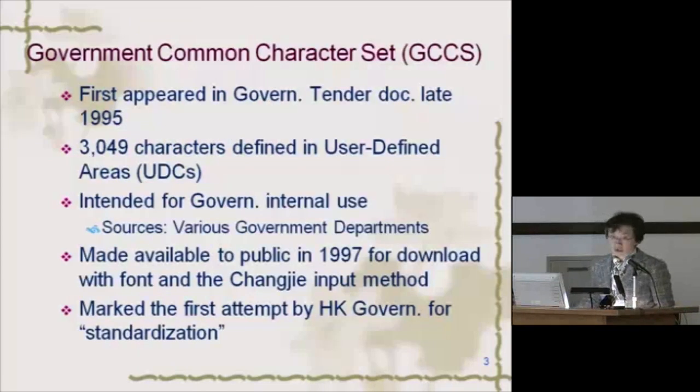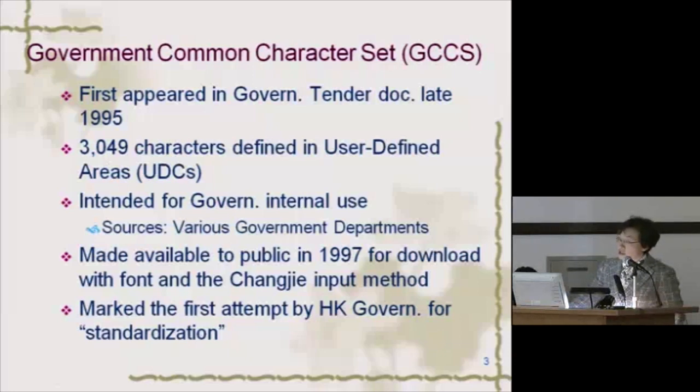But that's the situation in Hong Kong before we had our own standard. The Hong Kong government in 1995 started to require computer suppliers to support a so-called government common character set. This is a group of 3,000 some characters which were collected within the Hong Kong government's different departments. For example, if I register my ID and I have to pay tax, the departments need to know among themselves that they are referring to the same person.